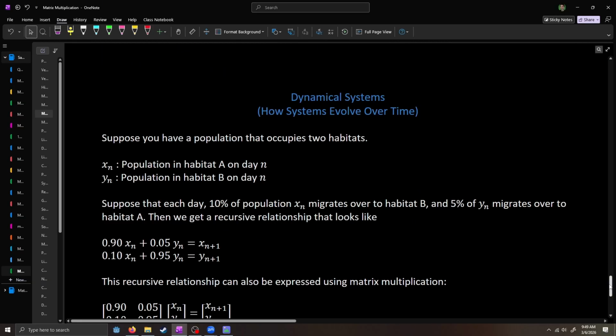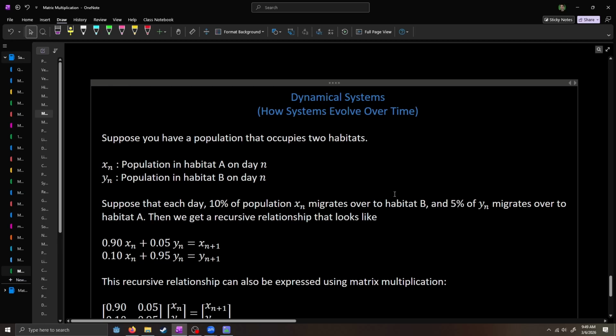Another side quest, matrix multiplication can be used to show how a physical scenario or system evolves over time. Suppose that we have a population of people or a certain animal, and they have two habitats or two cities or two towns that they are occupying. So let's call X sub n the population that lives in the first habitat on day n, and let's call Y sub n the population that lives in habitat 2, habitat B, on that same day, n.